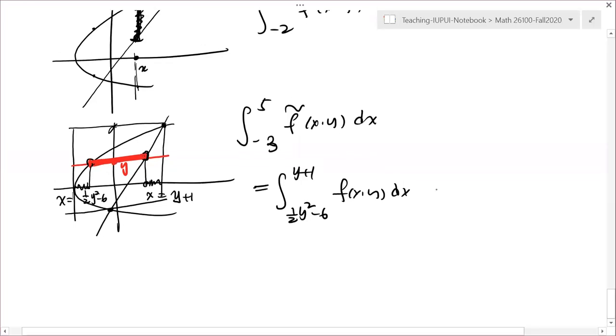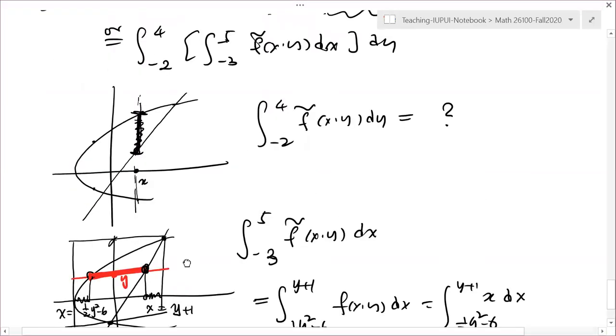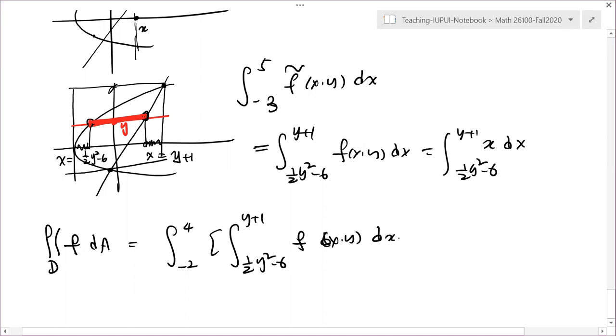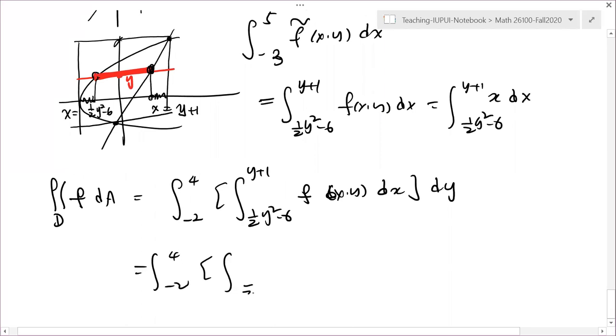Let's go back. So what is f of x? f of x is just x, so it's dx. So you can evaluate this. Now the double integral of f is just x. Our f is x. This is going to be the integral for the y value from negative 3, to half of y squared minus 6, half plus 1. It doesn't matter which function you use. In our case, the function is x, y plus 1, and the dx.